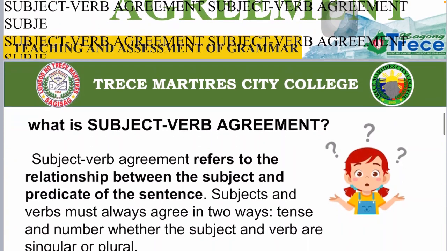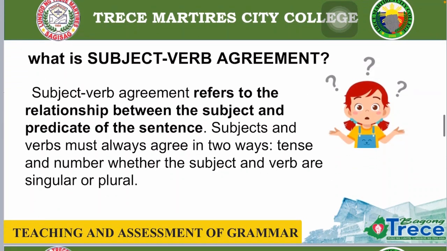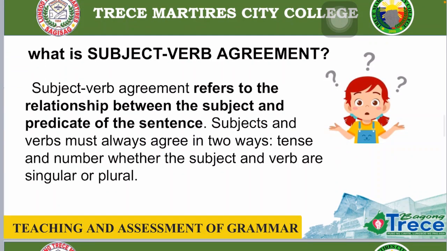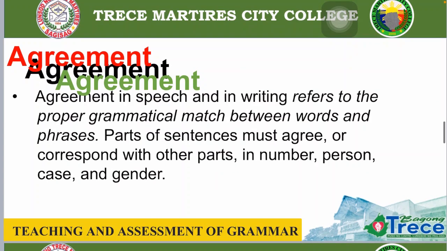So in subject-verb agreement, what is it? What does it mean? So the subject-verb agreement refers to the relationship between the subject and the predicate of the sentence. So subjects and verbs must always agree in two ways: tense and number, whether the subject and verb are singular or plural. So the agreement in speech and in writing refers to the proper grammatical match between words in phrases.